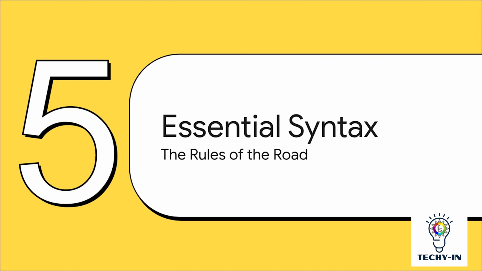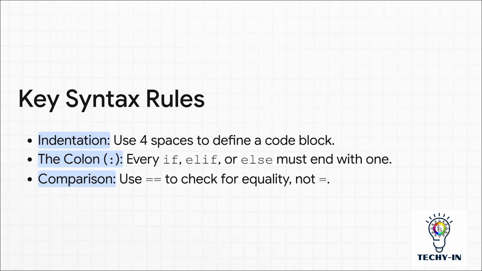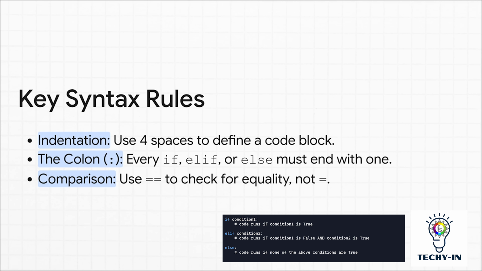Now, to make all of this stuff work, we've got to follow Python's syntax, its rules of the road. Getting these right is absolutely crucial for avoiding errors, so let's do a quick run through. There are 3 big ones you have to nail. First, indentation. Those spaces aren't just for looks, it's how Python knows which code belongs to which condition. Second, the colon. Every single if, elif, and else line has to end with one. It's basically telling Python, hey, a block of code is about to start.